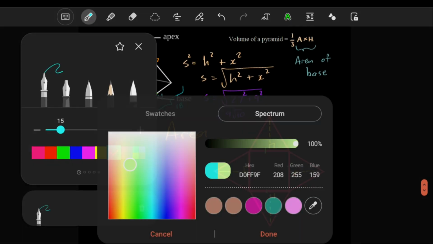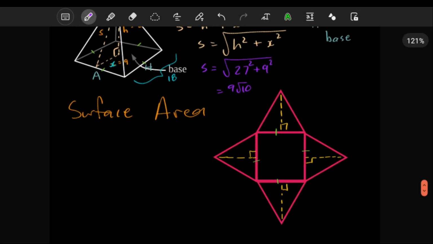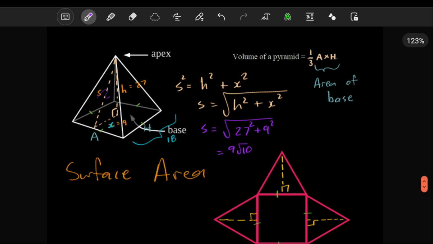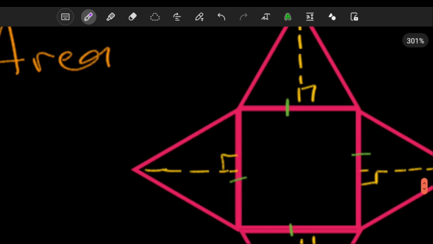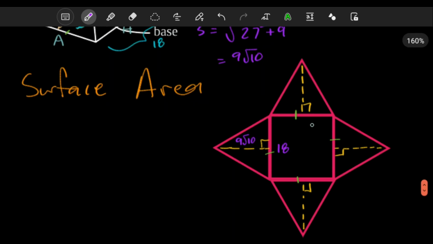So anywho, we have our value for our slanted height now. And obviously, when this whole thing is opened up, your slanted height is this one here, 9 square root of 10. Fantastic. And then our base there is technically going to be 18. So we have here 18.